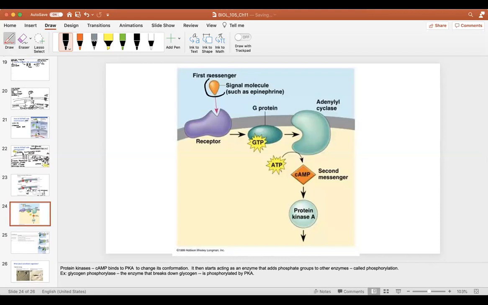So here's our epinephrine. Here's our G protein coupled receptor. Okay, epinephrine binds, causes a kick. The G protein goes from GDP to GTP, it moves over here, it activates adenylyl cyclase. Adenylyl cyclase converts ATP to cyclic AMP. Now, how does cyclic AMP cause all those actions I just showed you? Well, it has to do with that process of phosphorylation.